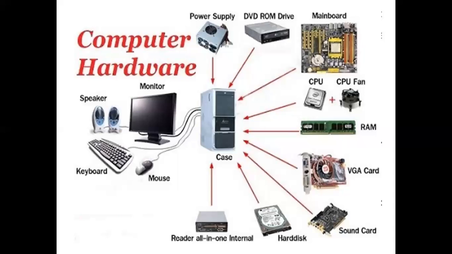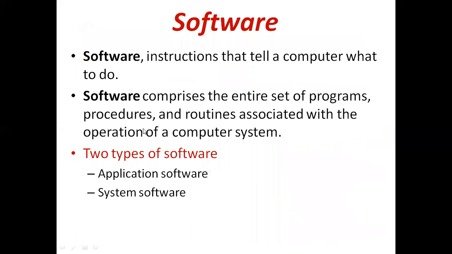See this diagram, it shows the computer hardware available. Speaker, keyboard, mouse, monitor are connected to the case, the cabinet case. In this case, we are having power supply, DVD ROM, motherboard, CPU fan, RAM, VGA card, sound card, etc. Hard disk. These are all the hardware. That is, these are all the physical parts of the computer. Right. Next, we are going to see about software.